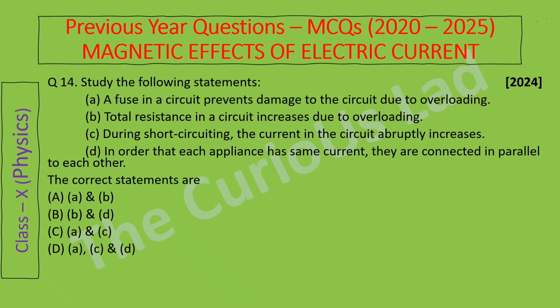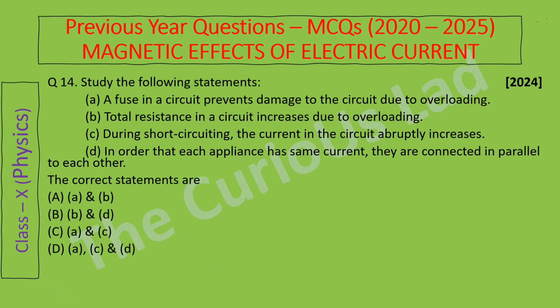Statement A is: a fuse in a circuit prevents damage to the circuit due to overloading. Statement B: total resistance in a circuit increases due to overloading. Statement C: during short circuiting, the current in the circuit abruptly increases. Statement D: in order that each appliance has the same current, they are connected in parallel to each other.